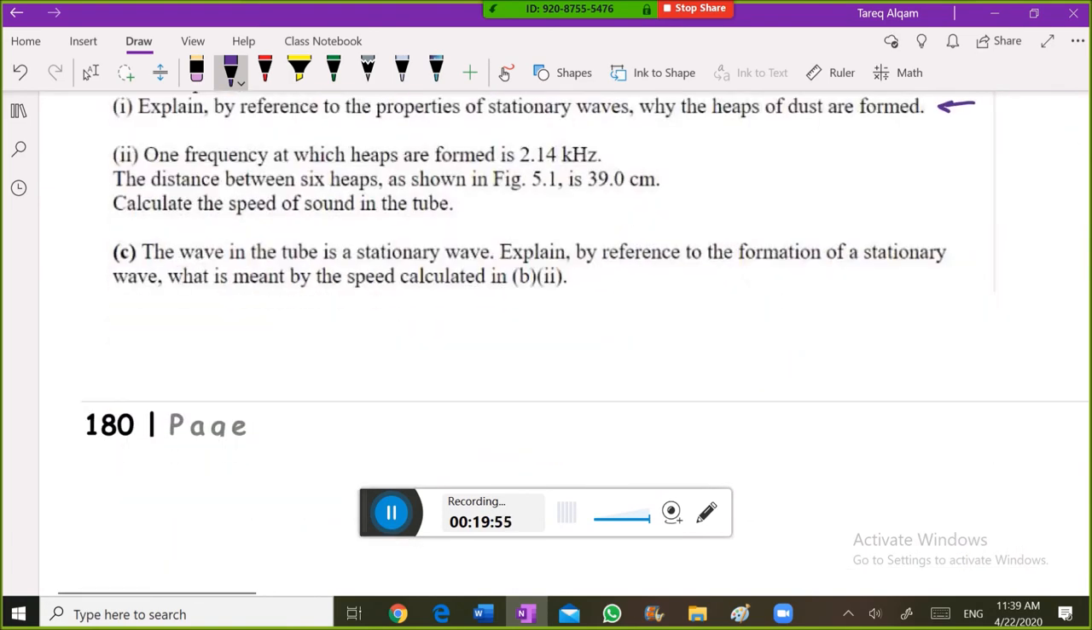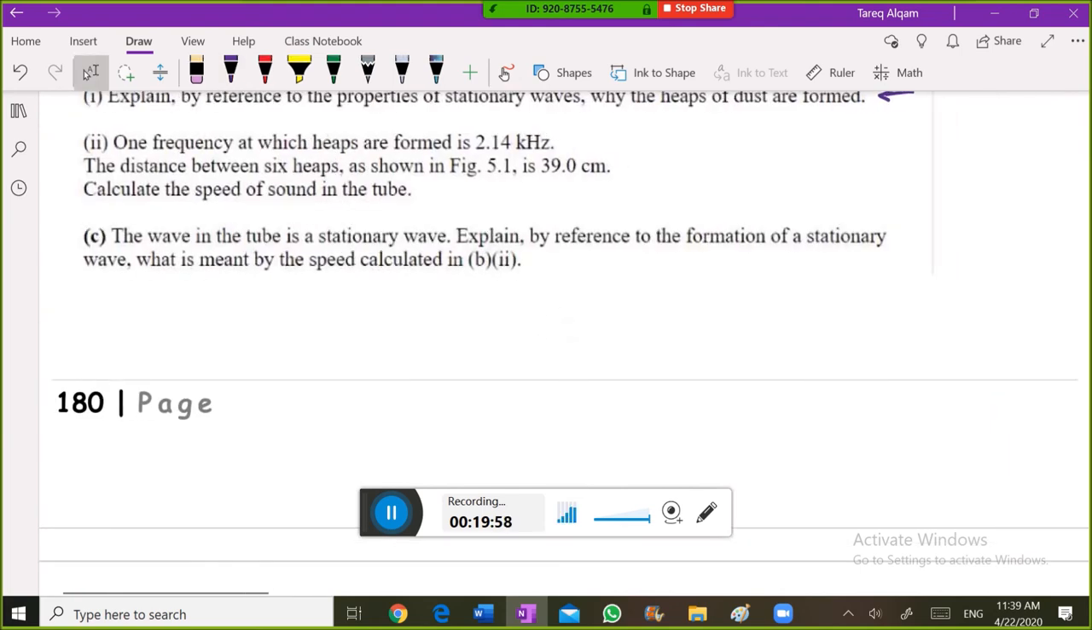But last thing, guys, in this question, the wave in the tube is a stationary wave. Explain by reference to the formation of the stationary wave what is meant by the speed that is calculated. Can you explain for us how will a stationary wave be formed? Explain this by reference to the formation of a stationary wave.